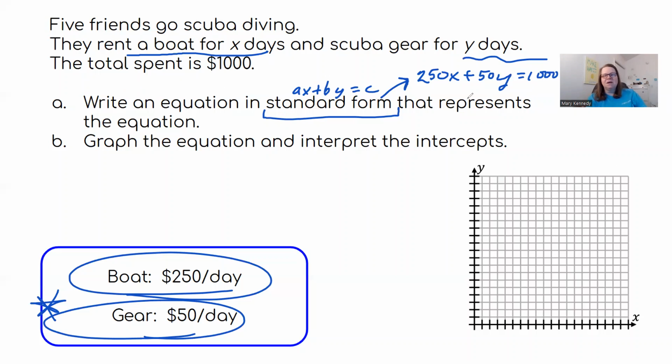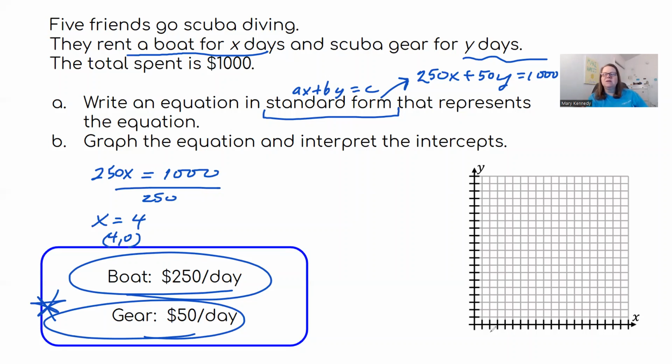So to graph this, I would use intercepts. I think that's almost always the easiest, simplest way to graph when it's in standard form. So let's say 250x equals 1,000, because for the x-intercept, we want to completely ignore the y value. We're treating it as if y was 0, which makes it vanish from the equation. So we'll divide by 250, and that means x is 4. So our coordinate point is (4, 0).